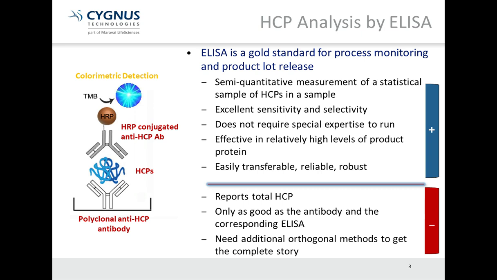HCP ELISA. Neither of these points are lost on regulatory agents, and as a result, they want you to make them feel comfortable that if you're reporting low levels of HCP, it's because you have low levels of HCP and not because you're using an insensitive method. This requires the integration of orthogonal methods such as antibody affinity extraction and mass spectrometry.